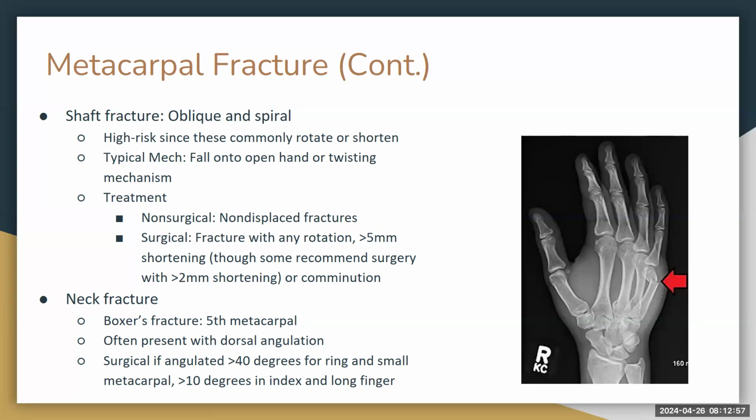A neck fracture or boxer's fracture, the fifth metacarpal, that's the one I have here on the right. That often presents with dorsal angulation. And if it's angulated greater than 40 degrees for the ring or small finger, you need to have surgical consultation, and then greater than 10 for the index and long. So those are the dorsal angulations for these neck fractures.